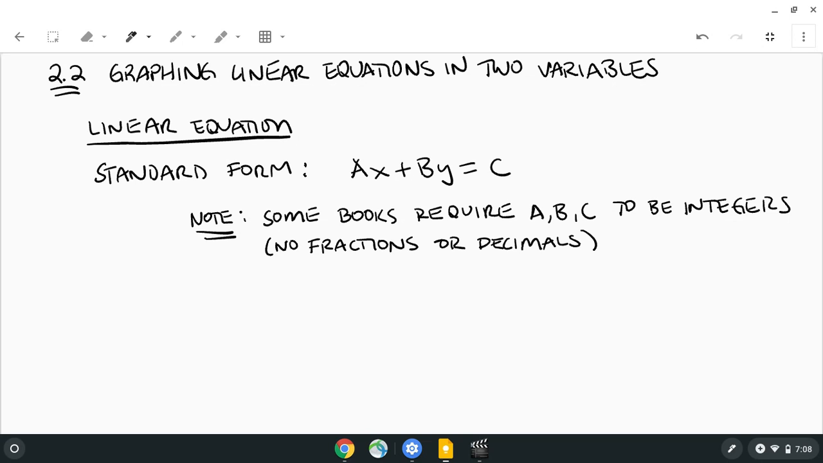If you do have fractions, we know how to clear fractions. We just multiply everything, even the non-fractions, by the LCD of all the fractions in the equation. Some books will also require that A be a positive number. So if it's a -2 or something like that, you can multiply everything by negative and that will turn it into a positive number.